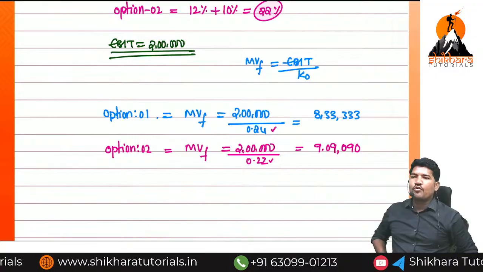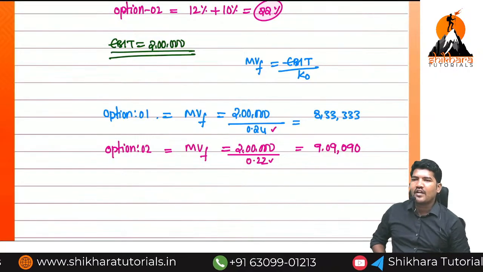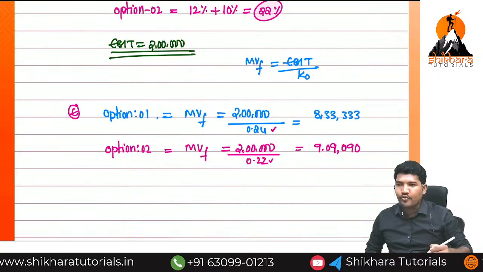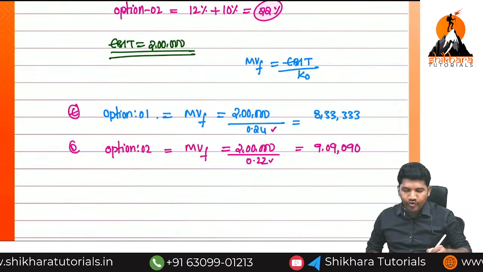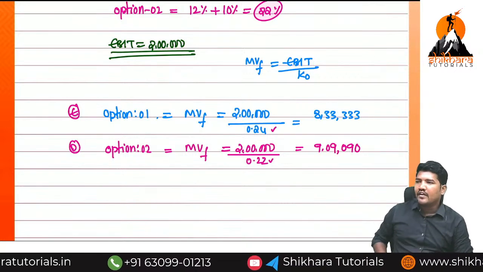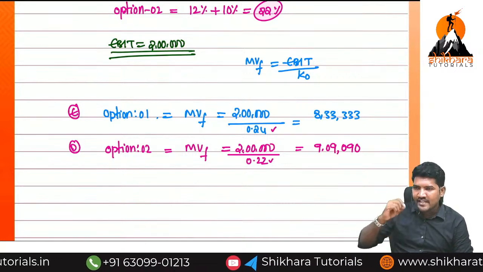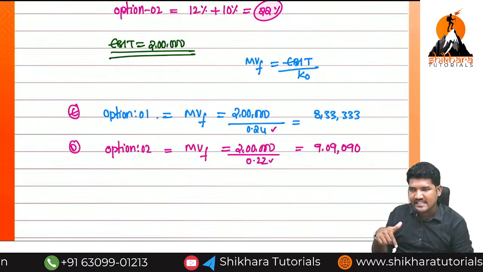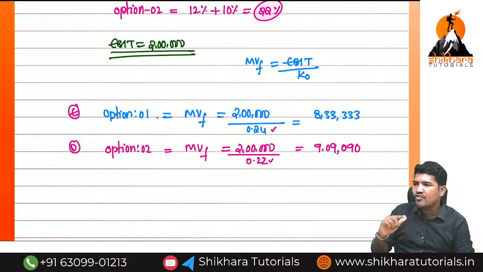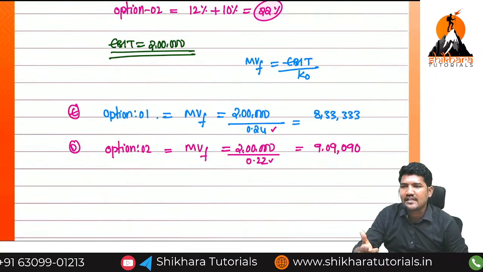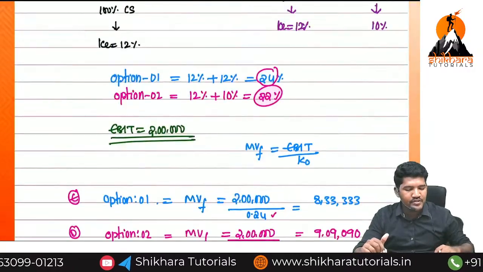Now where is the higher market value? Option 1 or option 2? Option 2. Option 1, equity procurement. Option 2, debt procurement. Now understand the definition once again. Debt is a cheaper fund. If you raise it, due to low KD, your KO decreases. If your KO decreases, your market value increases. Guys, clear?